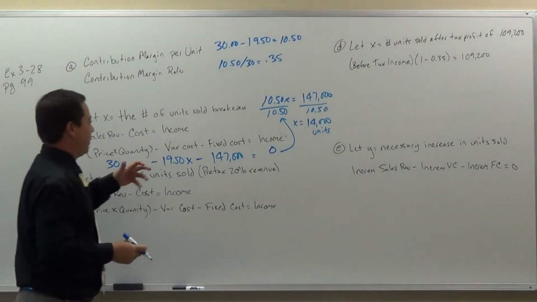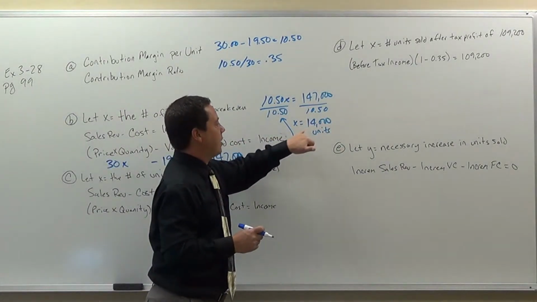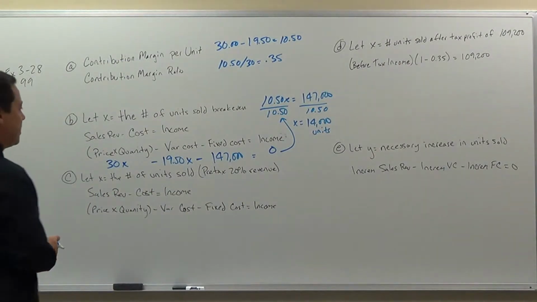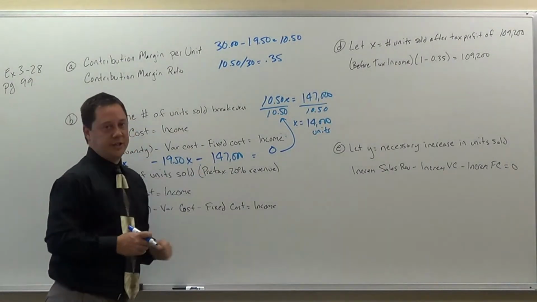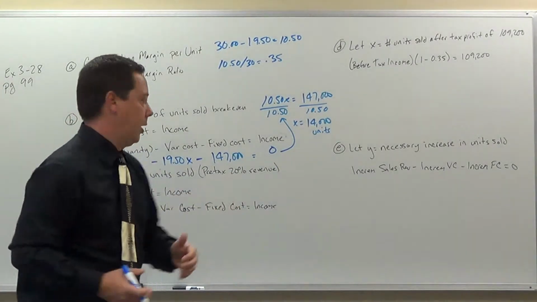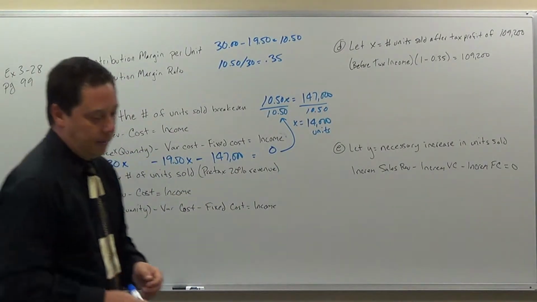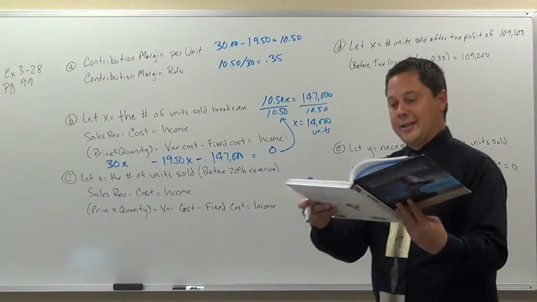So if I were to put that back in the equation, that's what it would come out to be, 14,000 units to break even with what our variable costs are, to basically sell enough to hit our fixed cost. And that's what we're looking for here. So that is the second part of the problem. That was B. So now let's take a look at C.